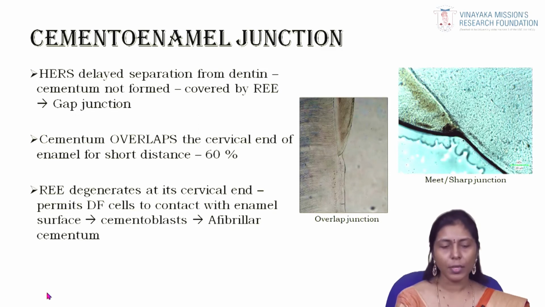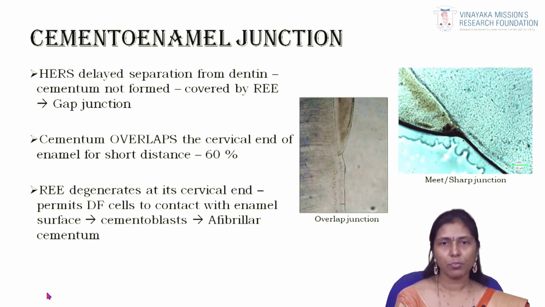Why is there going to be a gap? If the Hertwig's epithelial root sheath doesn't get detached, if there is a delay in detachment or disintegration of the Hertwig's epithelial root sheath, then there is not going to be differentiation of dental follicle cells, and they will not come in contact with dentin, hence cementum is not produced. That's why there is going to be a gap junction.